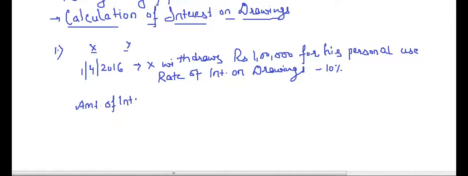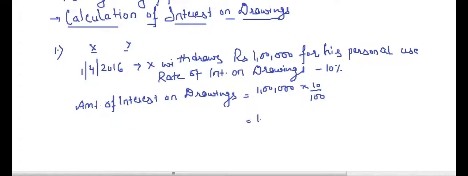Amount of interest on drawings is equal to 1 lakh into 10% straight away. Simple, it comes to 10,000. That is the amount of interest.